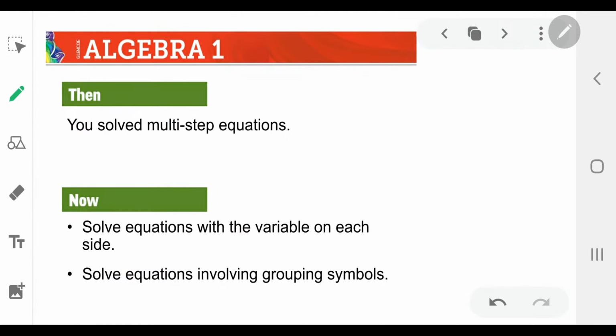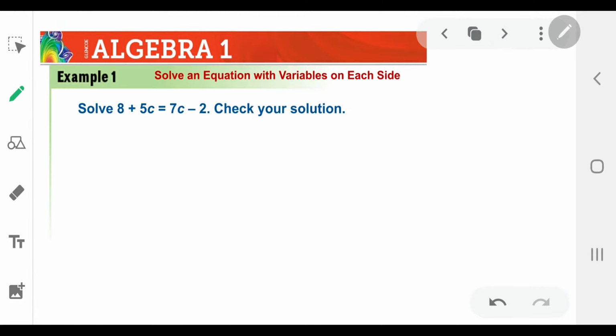Now let's see the objective of this tutorial. As you know, we were reviewing the multi-step equation, how to solve multi-step equations. Today we're going to see how to solve equations with variables on both sides and involving grouping symbols like brackets. Let's see the first example. 8 plus 5c is equal to 7c minus 2.